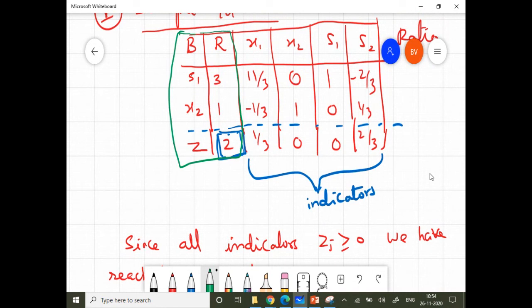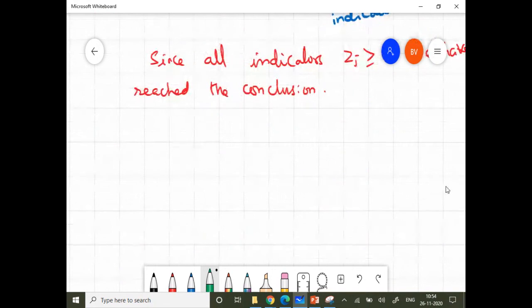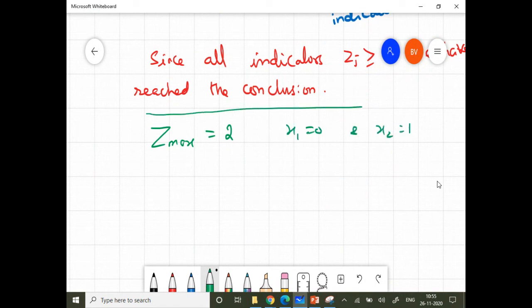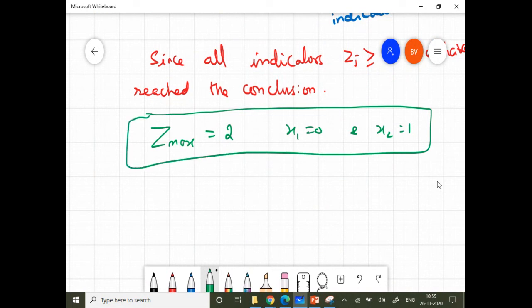S1 is 3, but we don't bother what S1 is. We want X1. Is there any X1? No, 0. We want X2. X2 is available, it is 1. So Z value is 2. That's it. So we will write the conclusion here. Z max is 2, which is given by X1 is 0 and X2 is 1. This is our conclusion.